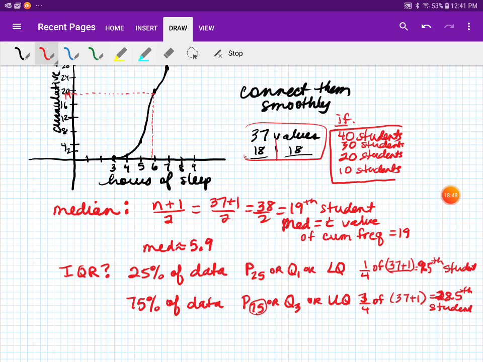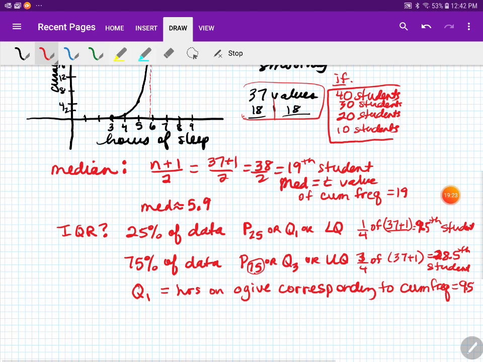But for quartile 1 and quartile 3, okay, so these values, Q1 is the hours on the ogive graph. Okay, I'm going to call it ogive so we don't have to write the full name. So hours on the ogive corresponding to a cumulative frequency equal to 9.5. Okay, and then Q3, and then we'll find that in a minute.